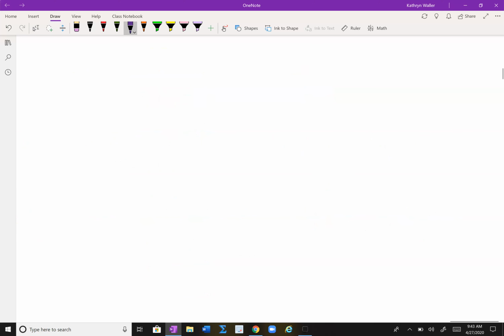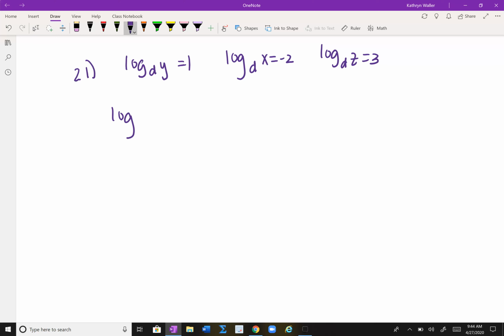Okay, here's number 21. So you know log base d of y is 1, and you know log base d of x is negative 2, and you know log base d of z is 3. And they want you to analyze log base d of x to the second over z to the third times the fourth root of y.